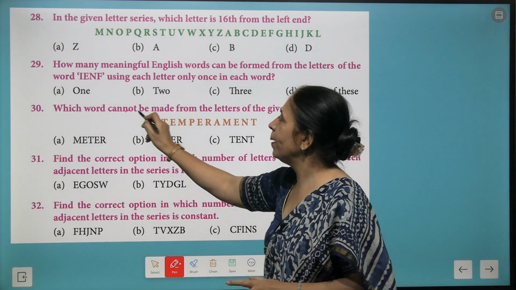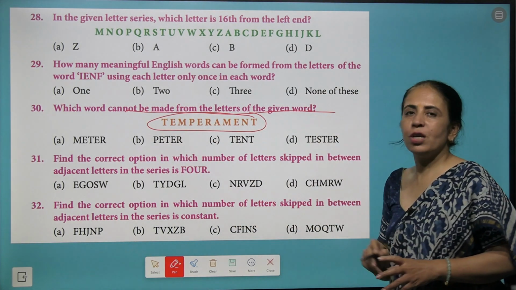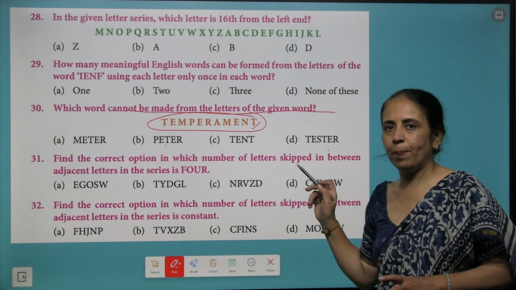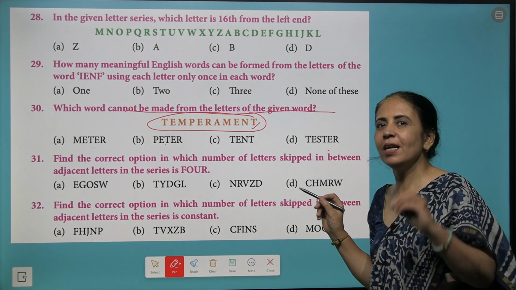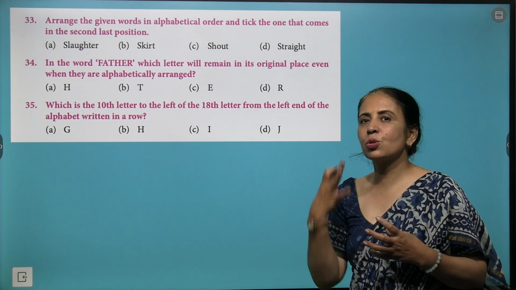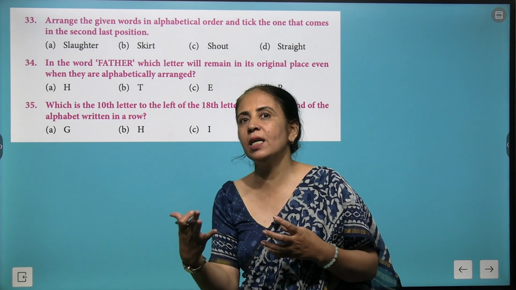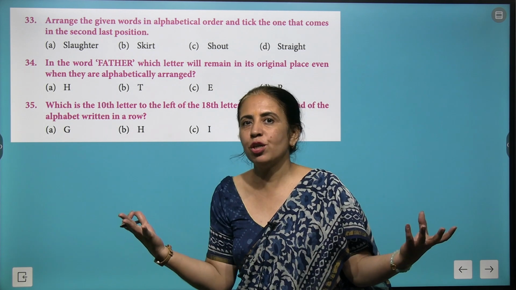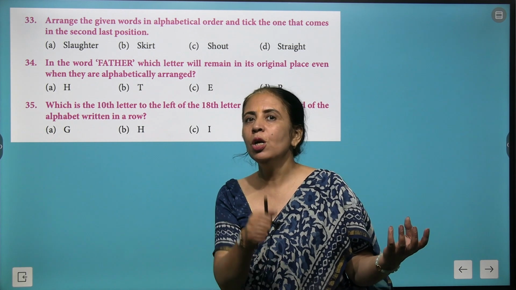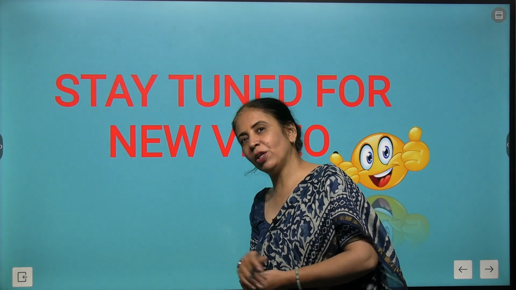Which word cannot be made from the letters of the given word? So you have a word temperament, and from this word which of these words cannot be made? So very interesting question. Please try it by your own. So this exercise is going to open your third eye and you will be able to foresee the things which normally a child is not able to see, and it is going to be a wonderful tool to move ahead in your journey of academics. So stay tuned for the next video.